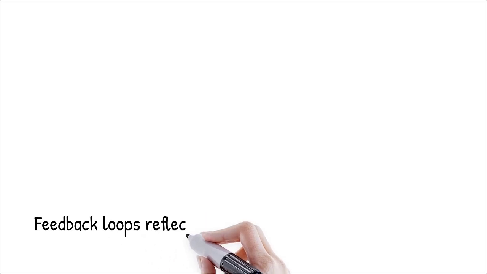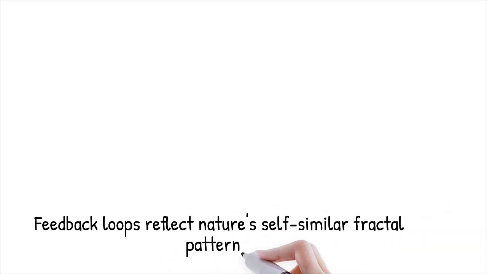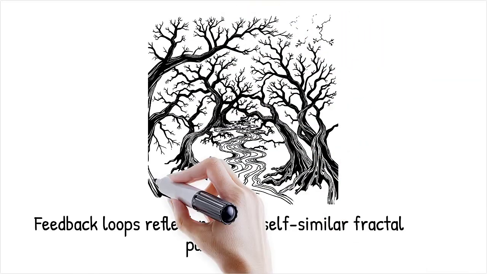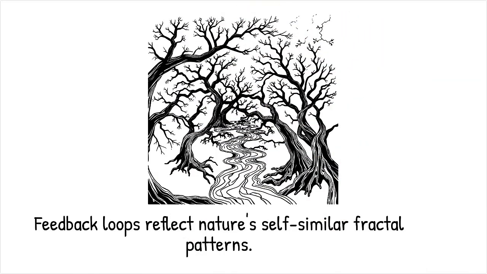Display feedback loops reflect self-similar patterns found in nature, such as the branching of trees, river networks, or lightning. These natural fractals arise from iterative processes governed by feedback mechanisms.